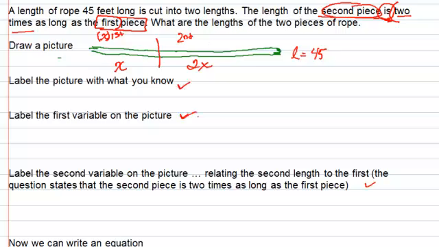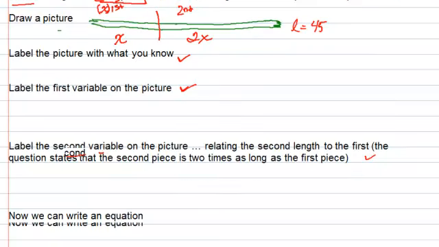We label the first piece, and the key here is making sure you recognize what the basic one is. It's usually the thing that's following that is. The second variable, or the one that we have to do something to, is usually the one that is stated first. Now, the next thing that we can do is write an equation based on that information.